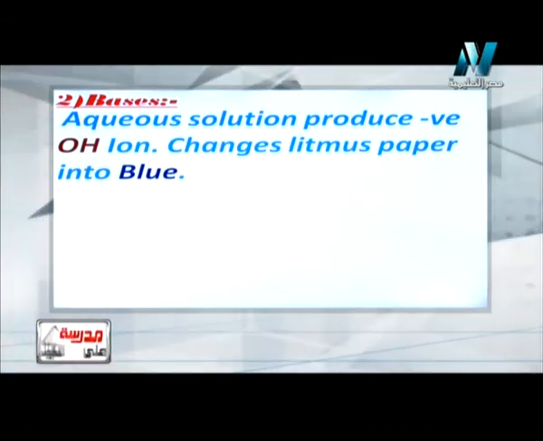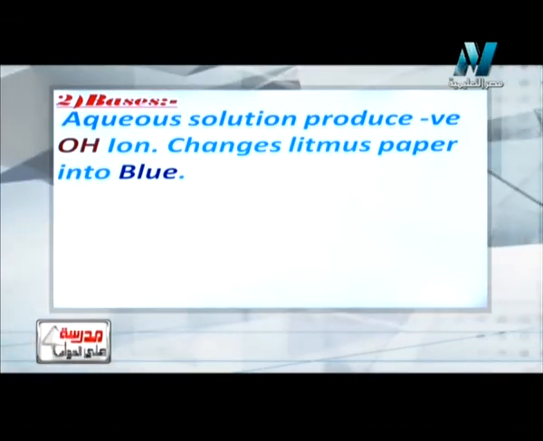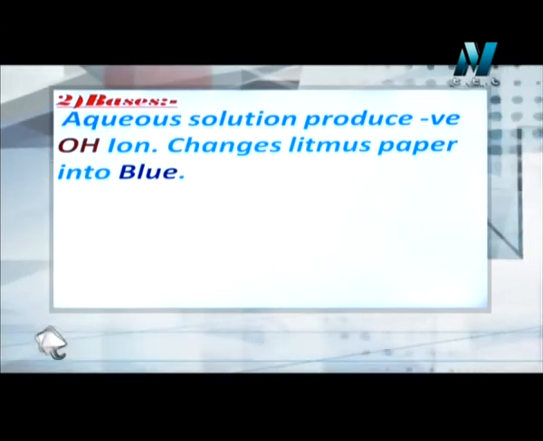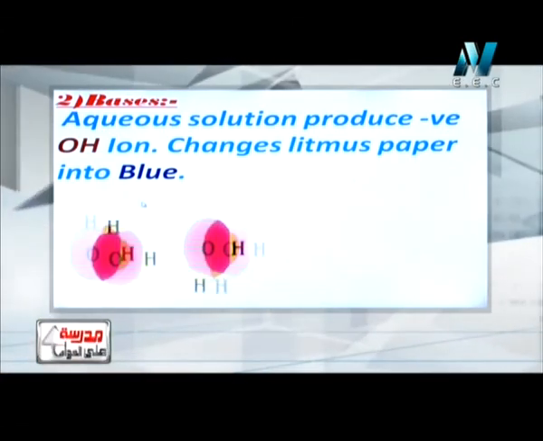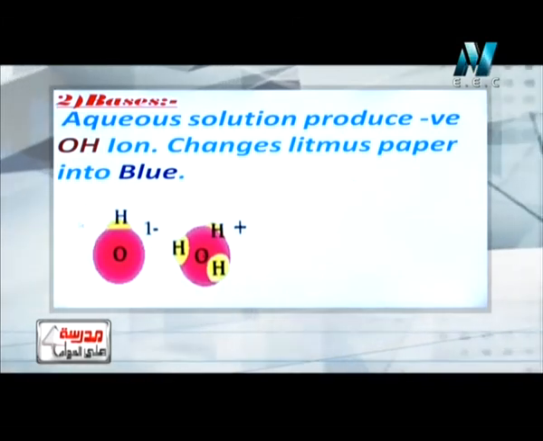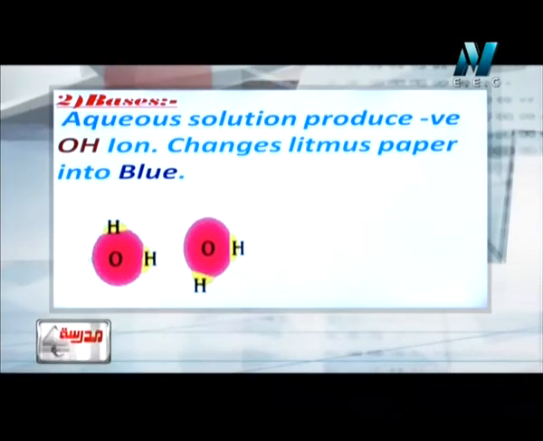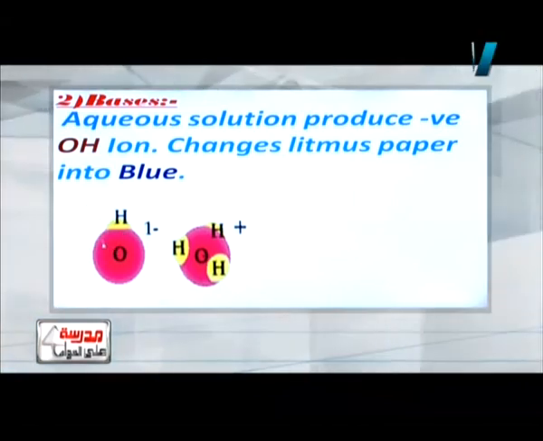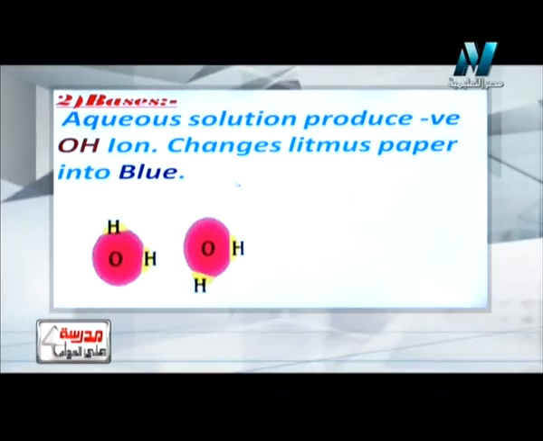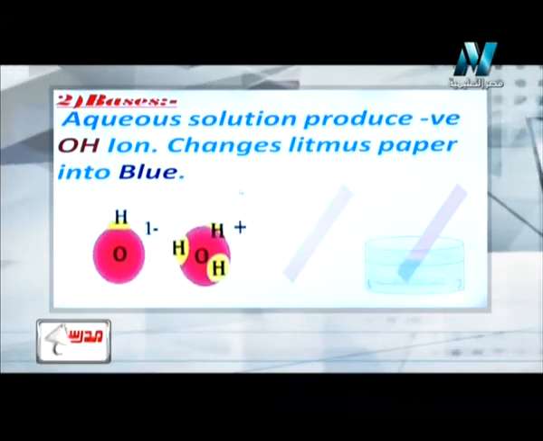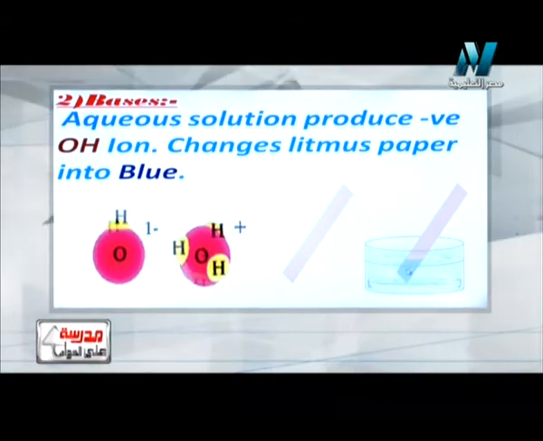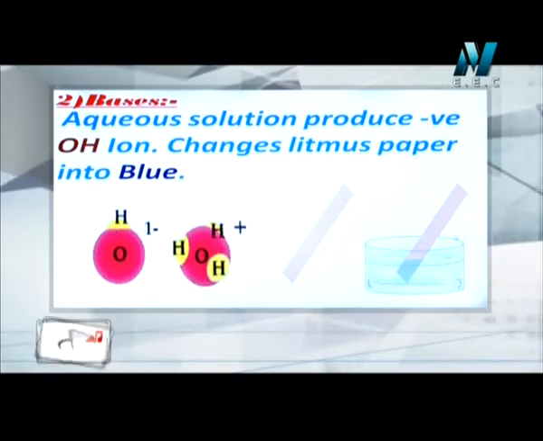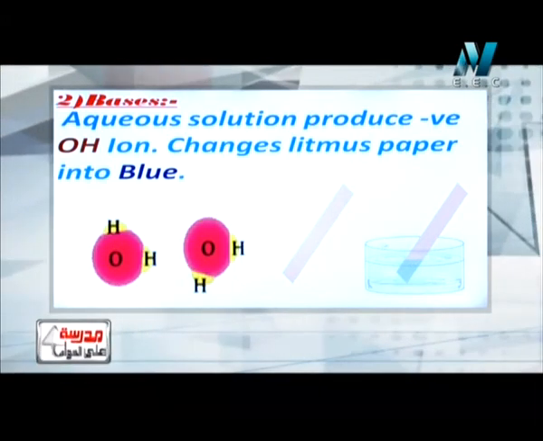Aqueous solution produces negative hydroxide ion and changes litmus paper into blue. As we see here, it produces OH negative, as you can see, OH negative in water. So it changes litmus paper into what? Into blue. Here we have red litmus paper. If we put it in the basic solution or alkaline solution, it will change into blue.